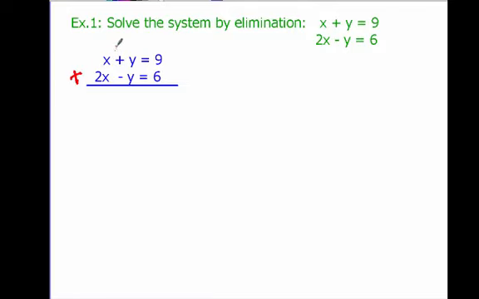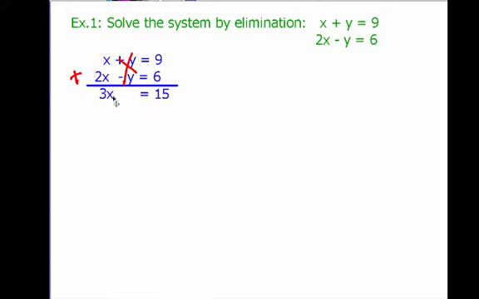Because I know if I add these two equations, positive y and negative y will cancel each other out. 1y minus 1y equals 0. They cancel. Then, x plus 2x gives me 3x, and 9 plus 6 gives me 15.